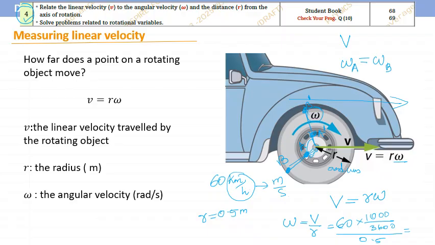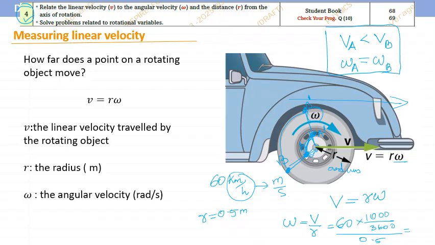But what about the linear distance covered by point A and point B? The linear distance covered by point A will be smaller, and the linear distance covered by point B will be larger. So in this particular situation, do remember that the linear velocity at point A must be smaller than the linear velocity at point B. This concept is very important. They can connect this concept in an MCQ.